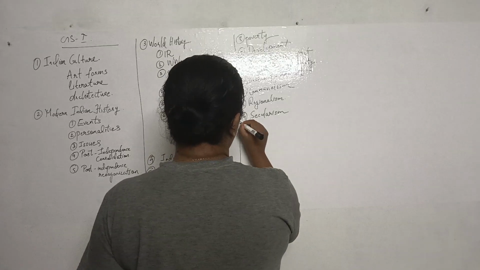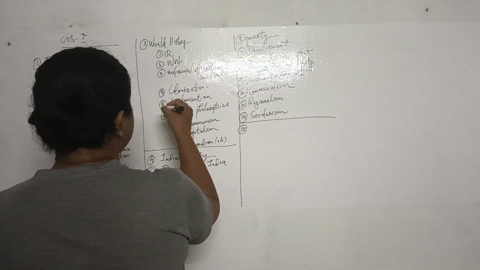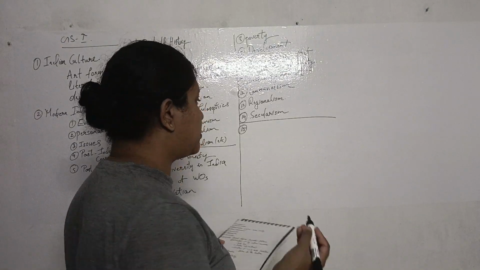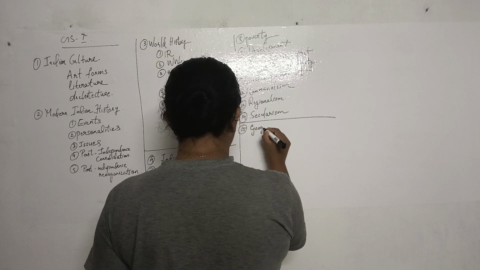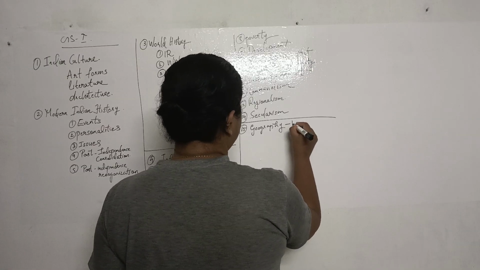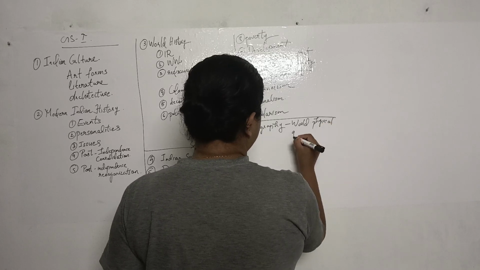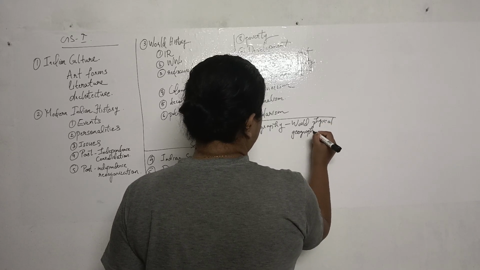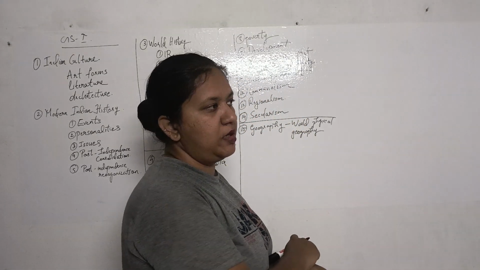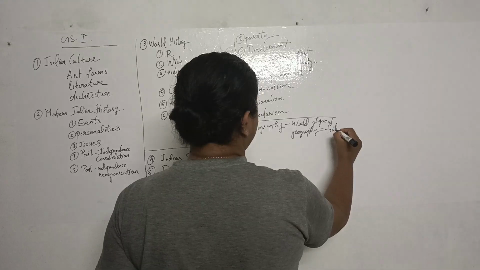Then the 15th topic is geography. So this is all about the history and features of Indian society. World history, Indian society, and the next topic that comes in is geography. In geography, we have to study world physical geography. What does it mean? World physical geography means where the volcanoes are, where the trenches are, all those kinds of things. You have to study all features of world physical geography.